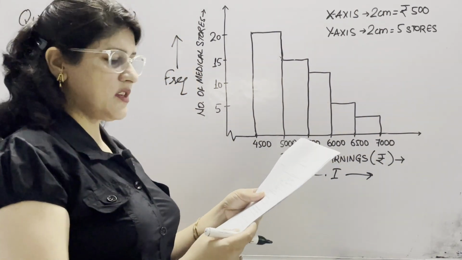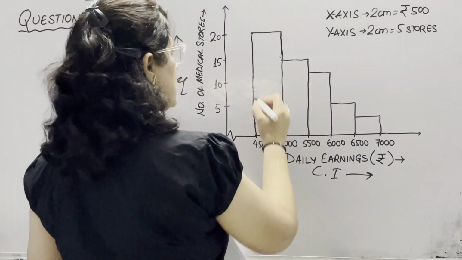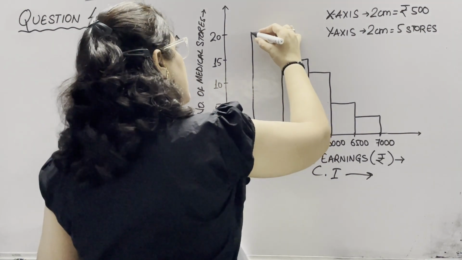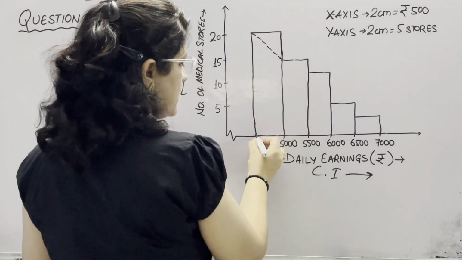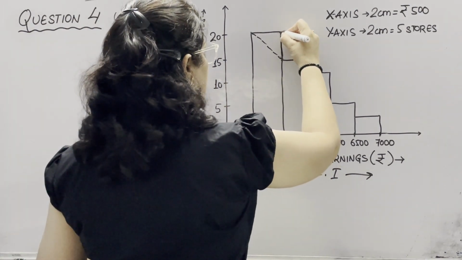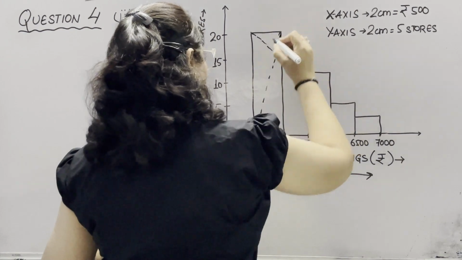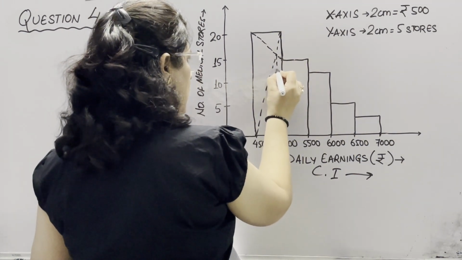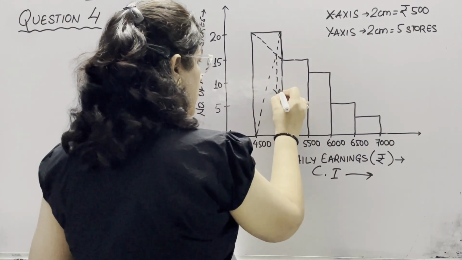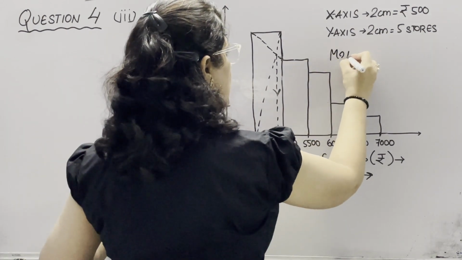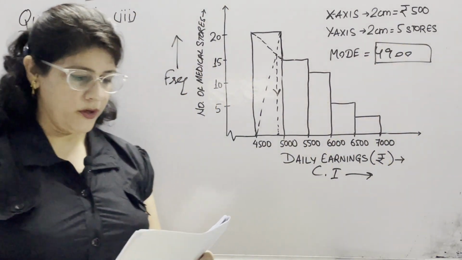So we need to estimate the mode. For calculation of mode, highest frequency is this, 4,500 to 5,000. So our modal class is this much. And then we need to join diagonally like this. Here first frequency is the highest. So we need to join it to 0. With the help of a scale, you need to draw this on your graph paper. So this is our mode and this value of mode comes out to be 4,900. This is the value of mode.